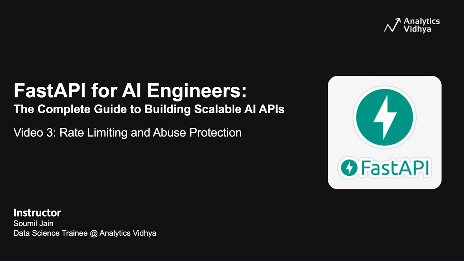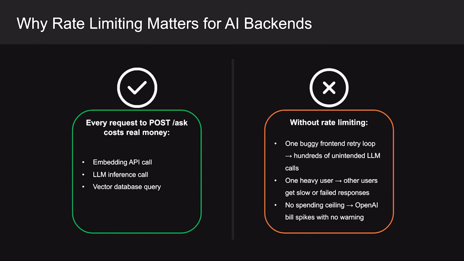In this video, we cover what rate limiting is, how to implement it in FastAPI using slowapi, and how to handle the case when a user hits their limit. Think about what one call to POST /ask actually costs. An embedding call to convert the query into a vector, an LLM inference call to generate the answer, a vector database query in between. None of these are free.